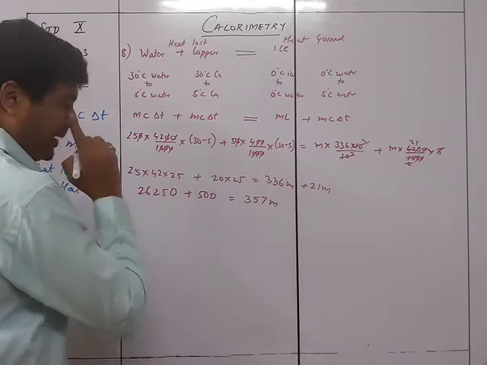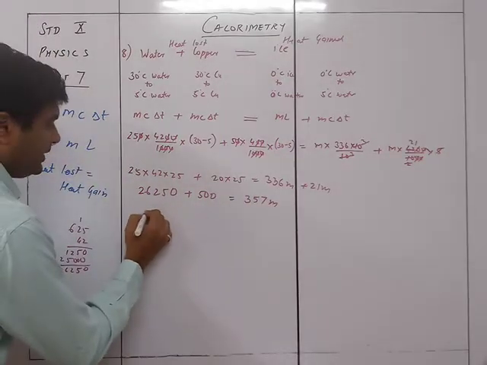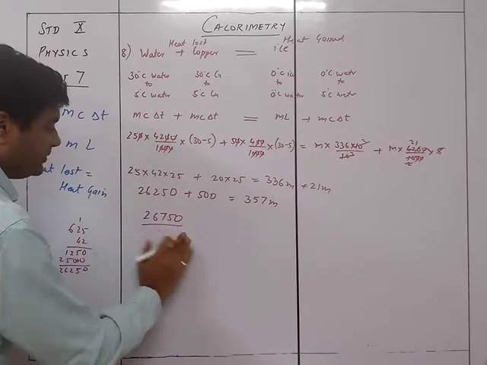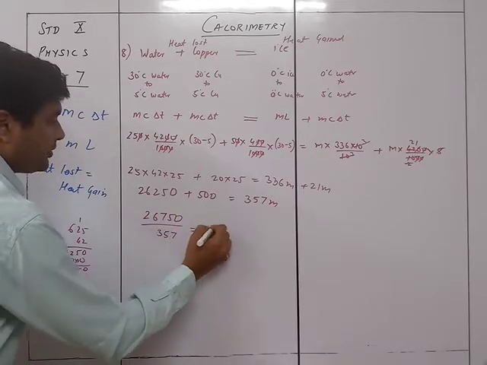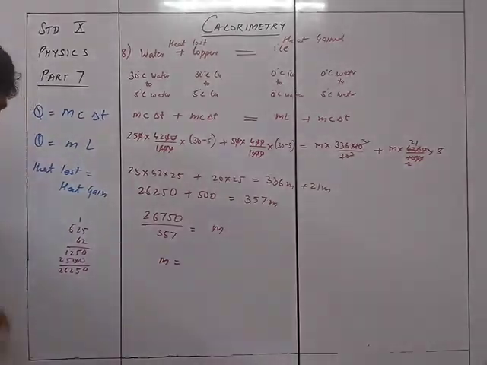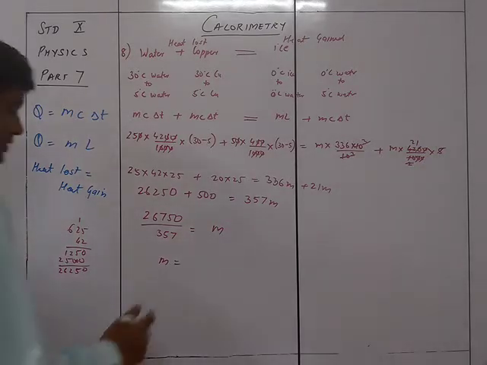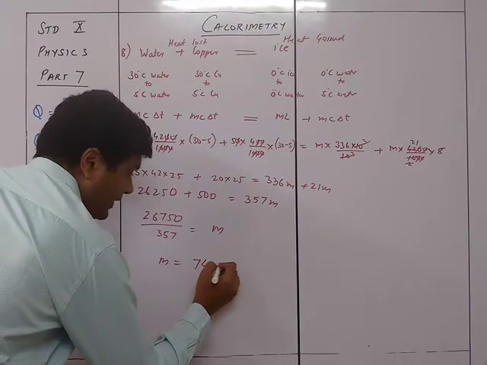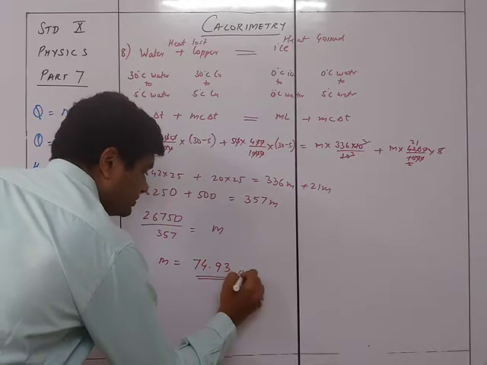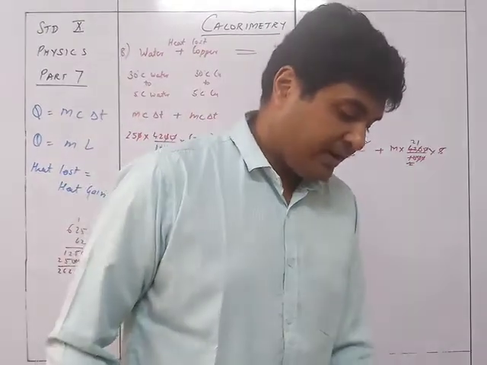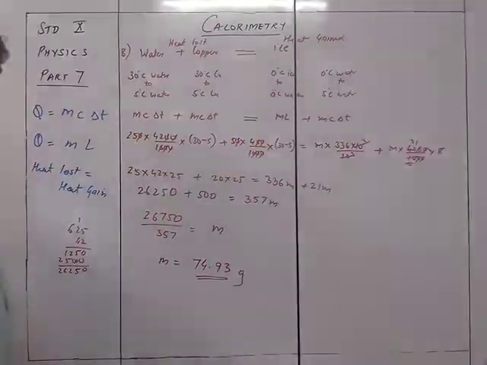357m. So that is going to be 26750 upon 357 equals m. So therefore m will be equal to, let me just calculate it. 26750 divided by 357 gives me 74.93. So the amount of ice required will be 74.93 grams. We now move on to sum number 9.